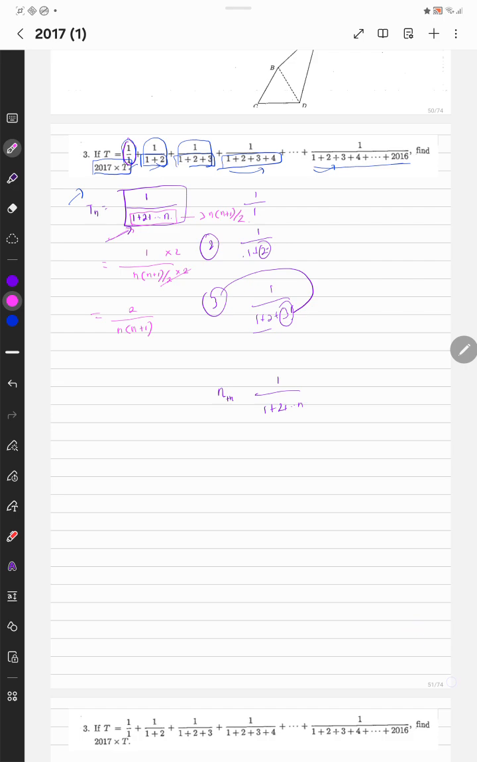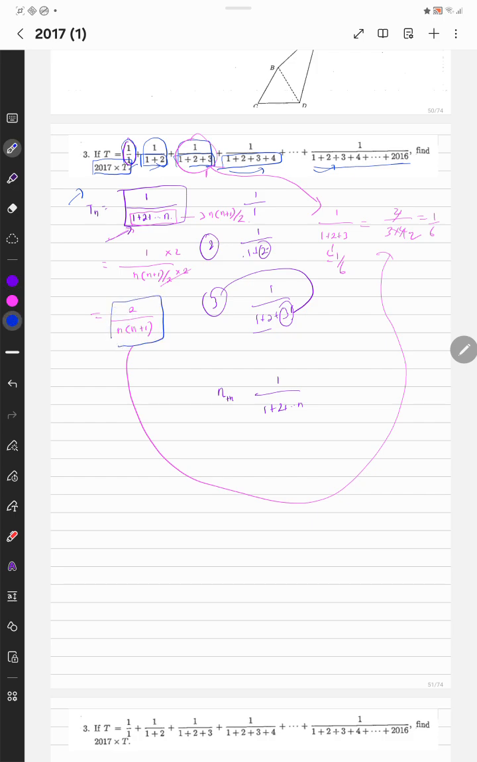Let's take the third term, which is 1 over 1 plus 2 plus 3, and it would be the same as 2 over 3 times 4. Is it true? Try to simplify: we end up with 1 over 6, and the original also gives 1 over 6. It is indeed true. And why are we writing it like this? For a specific reason, which we'll come to in a minute.